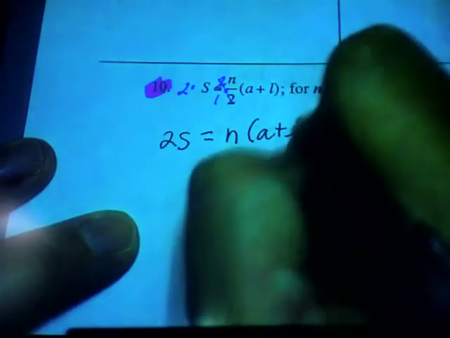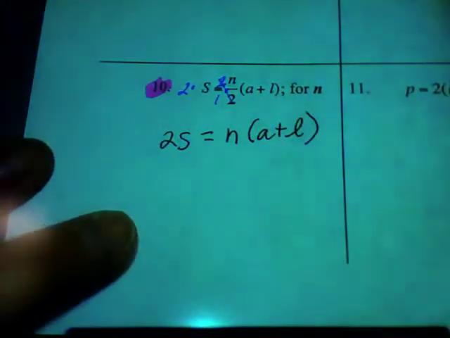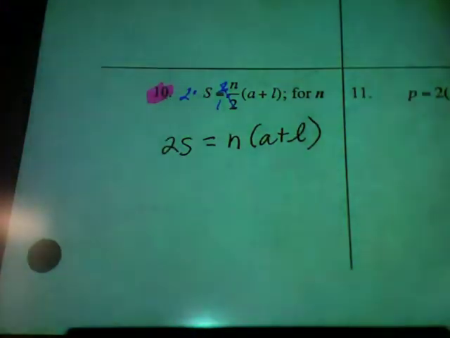I have 2s equals n times a plus l. Make your l's cursive, otherwise they look like 1's. So now how are you going to solve for n? And tell me, which problem is this just like now? Isn't it just like number 9? So you write down how you're going to solve for n, what you think you'll do.